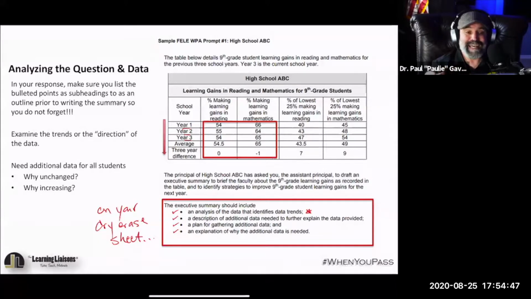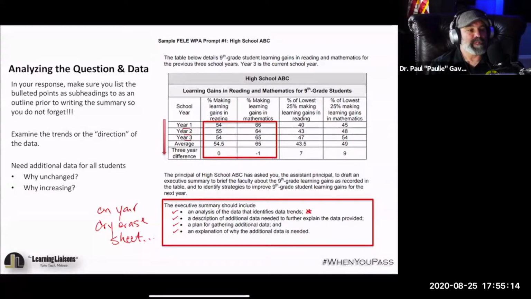Some people are saying it remains stagnant. Yeah, I think that is pretty stagnant here, right? It's pretty consistent. I'm looking at year one for the reading gain, it started at 54, it ended at 54. But you could still reflect that, hey, we started at 54, it went up in year two and down in year three. So really, things stayed the same.